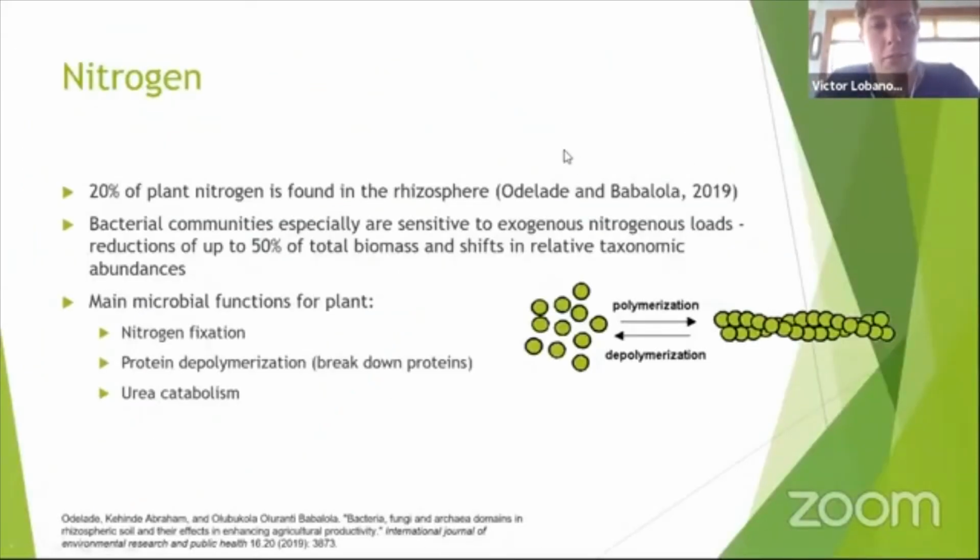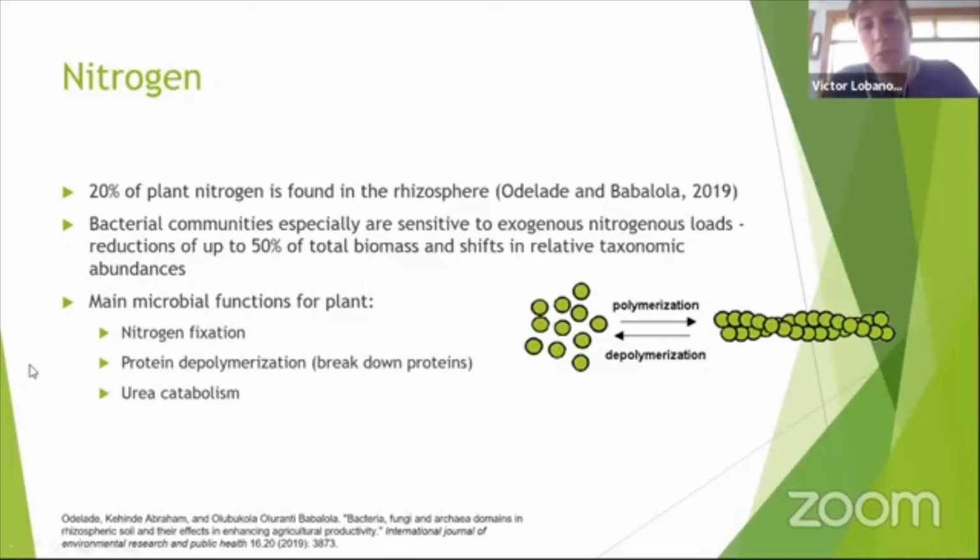So about 20% of plant nitrogen is found in the rhizosphere on average, and that's usually in the form of exudates that are coming out. So there could be some proteins in there or cell wall components, because they're releasing a lot of cells as well. And bacterial communities are very sensitive to changes in nitrogen. So it's generally best to keep those concentrations stable, or rising or decreasing at a fairly regular and slow rate.